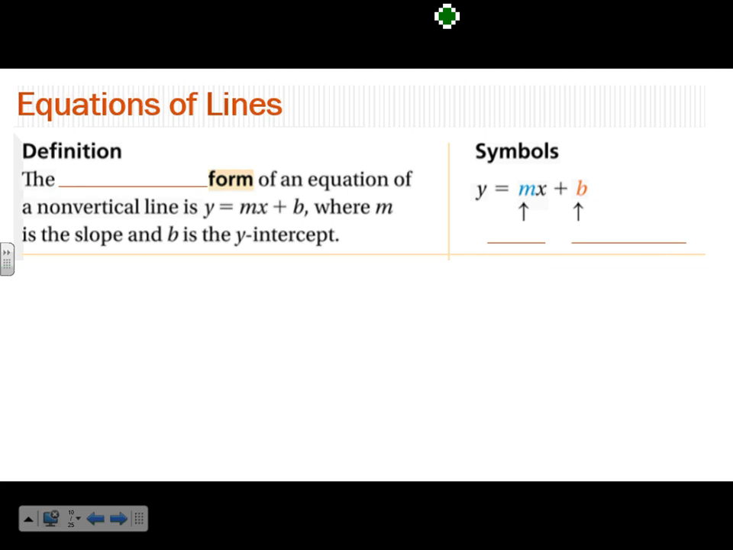So the slope-intercept form of an equation of a non-vertical line is y equals mx plus b, where m is the slope, b is the y-intercept. This is something you guys should all know from Algebra 1, and when I say you should know it, you should be really, really good at this.